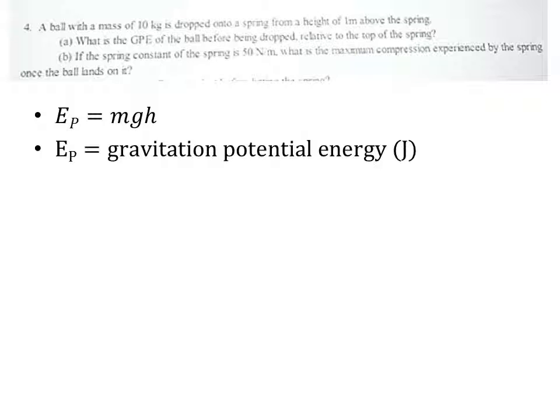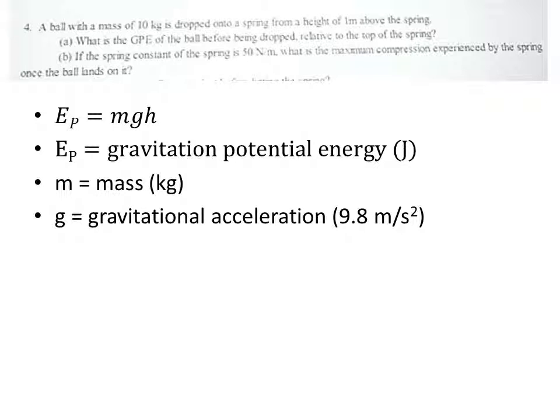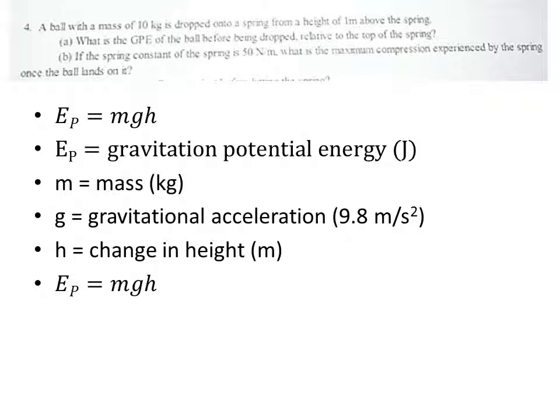A ball with the mass of 10 kilograms is dropped into a spring from a height of 1 meter above the spring. Part A says, what is the gravitational potential energy of the ball before being dropped relative to the top of the spring? Gravitational potential energy is equal to mass times gravitational acceleration times the change in height. E sub p stands for gravitational potential energy, m stands for mass, which is measured in kilograms, g stands for gravitational acceleration, which is 9.8 meters per second squared, h stands for change in height, which is measured in meters.